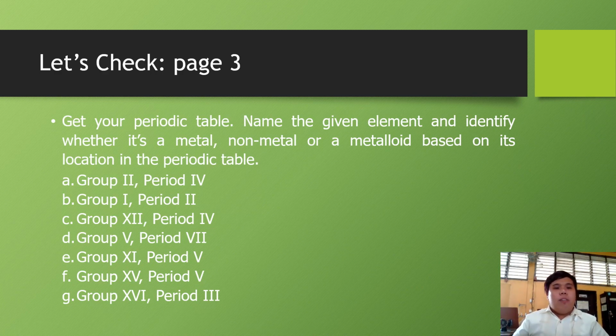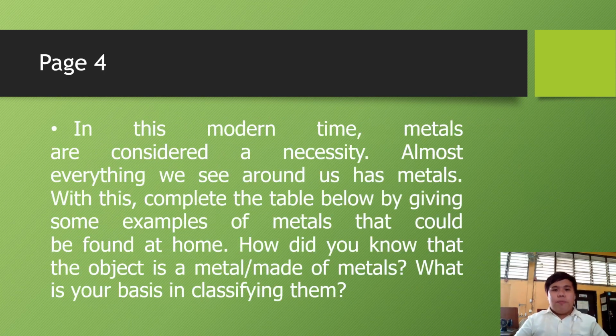So number 1, or letter A, group 2, period 4. Locate what element is that. Second, group 1, period 2. Letter C, group 12, period 4. Letter D, group 5, period 7. Letter E, group 11, period 5. Letter F, group 15, period 5. And the last is group 16, period 3. So that is 1 point each. You have to determine what element that is.